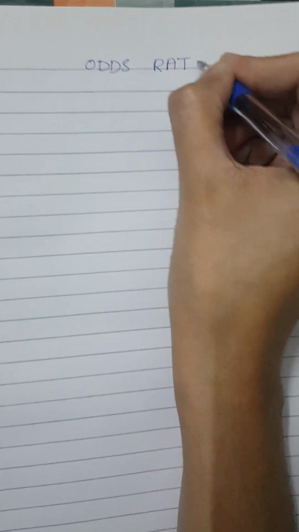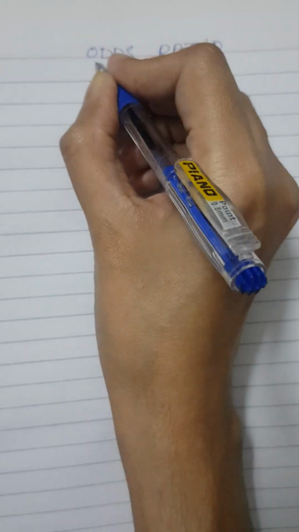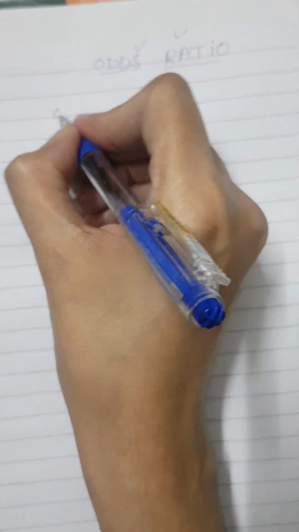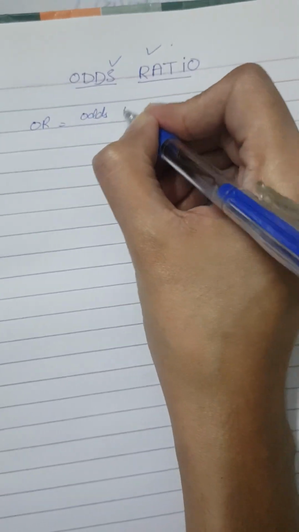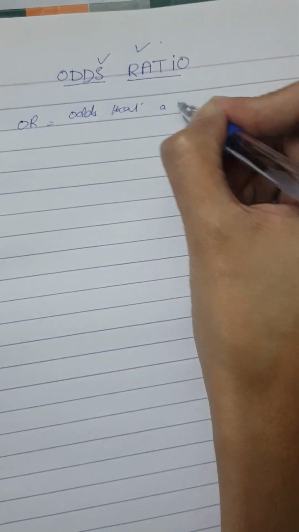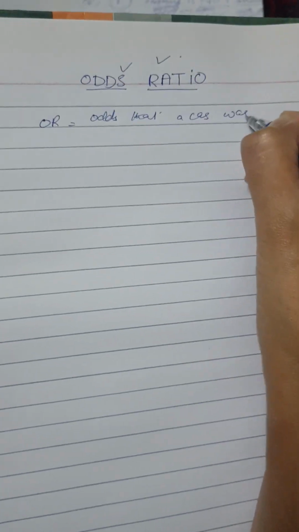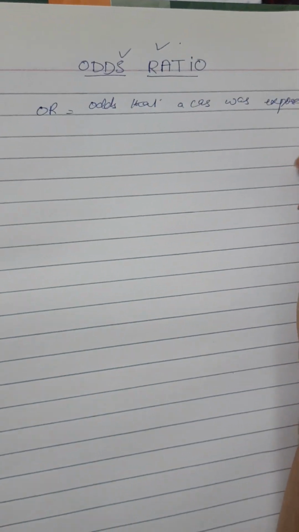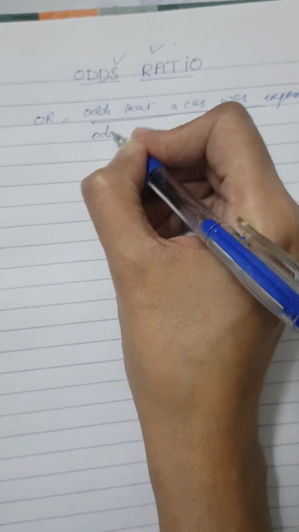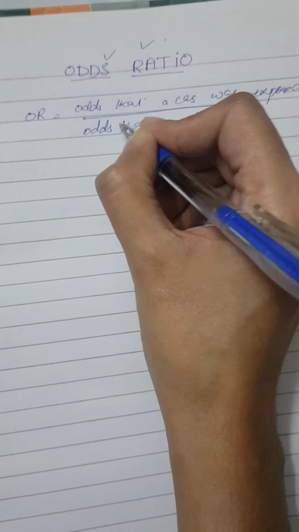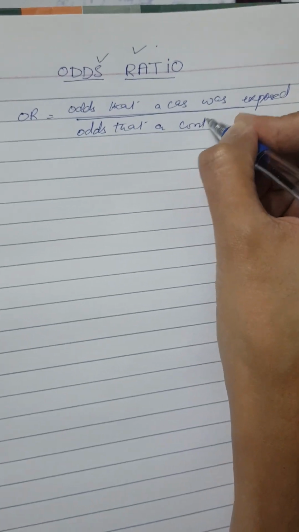What is an odds ratio? Odds ratio, the simplest formula of odds ratio is odds that a case was exposed divided by odds that a control was exposed.